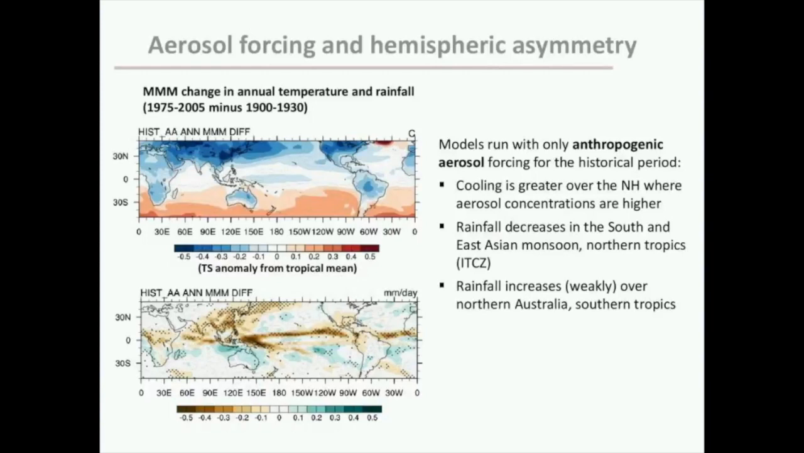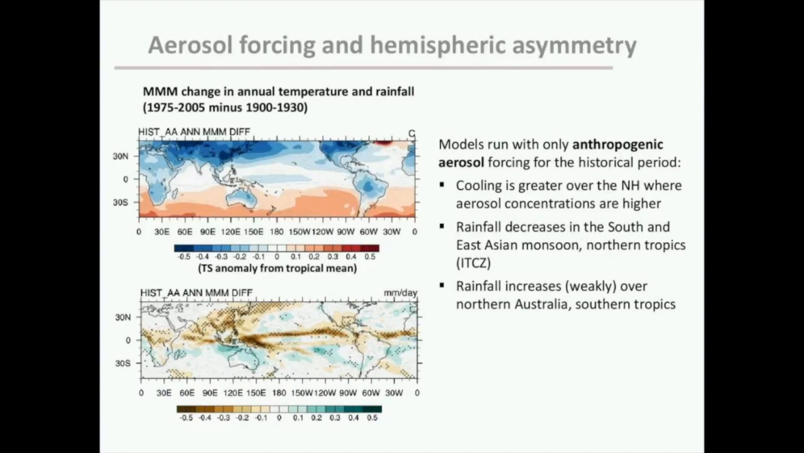There's actually a mean cooling signal that we subtract, and then we end up with a larger cool anomaly in the northern hemisphere and relatively less cooling or relative warming in the south. And that drives a rainfall response with a drying in the northern hemisphere and a weak increase to the south. So that's an idealized experiment where we have aerosols increasing in the historical period.